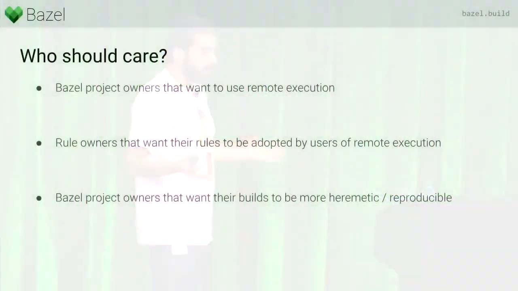OK, so who should care about this? Obviously, if you want to do remote execution, you should be looking at each of these issues and seeing how you can fix them. But I also think it's very, very important for anybody who's a rule owner to take good and close attention to each of these things. We have found that every user that wants to onboard into remote execution depends on third-party rules that are being developed by a diversity of teams. And a lot of the problems are in those rules. So we need help from the rule owners to get this working for everybody.